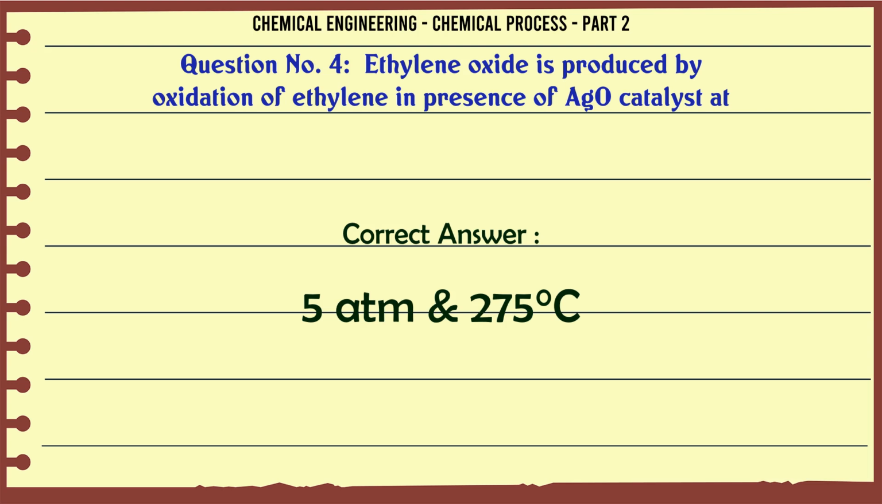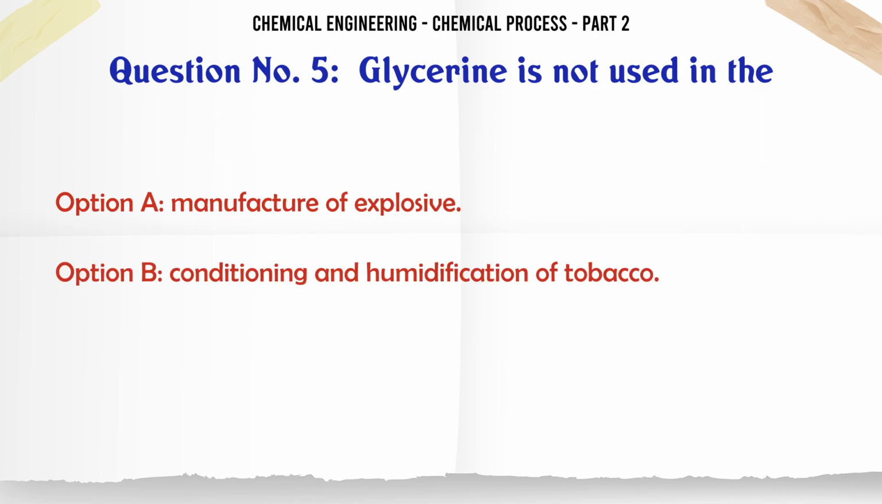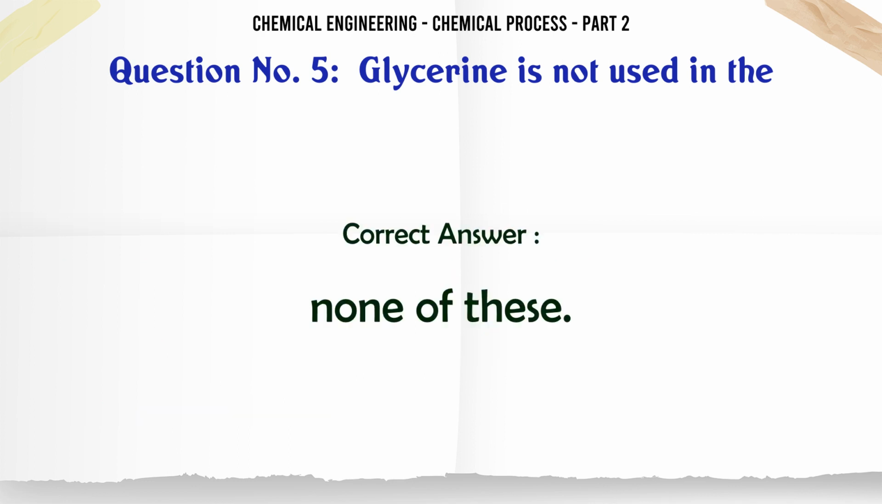275C. Glycerine is not used in the A. Manufacture of explosive, B. Conditioning and humidification of tobacco, C. Manufacture of pharmaceuticals, D. None of these. The correct answer is none of these.